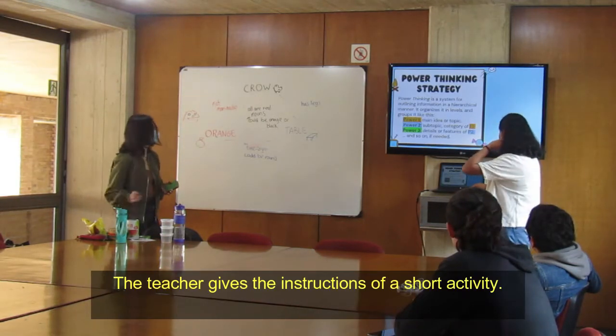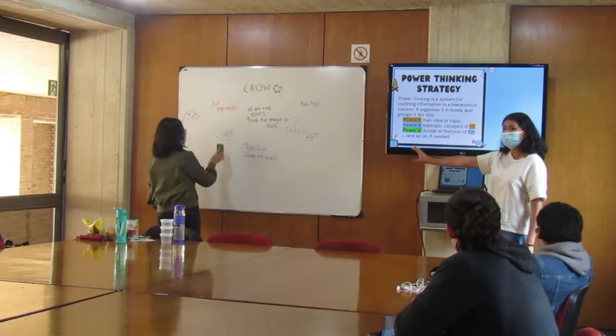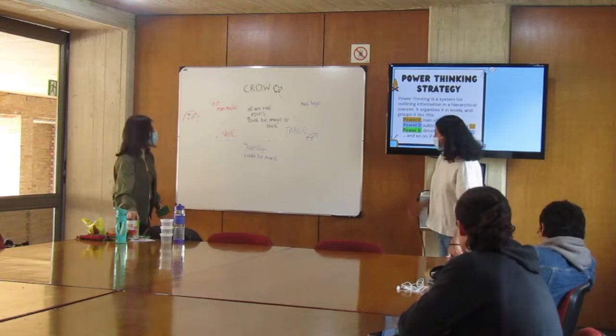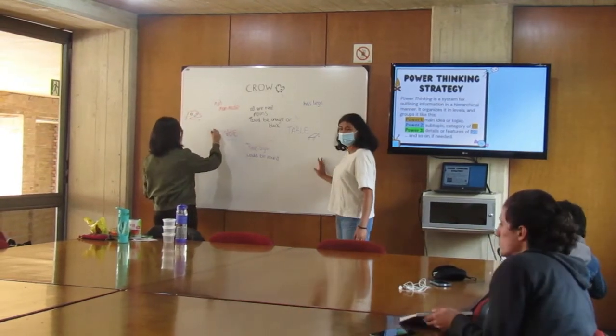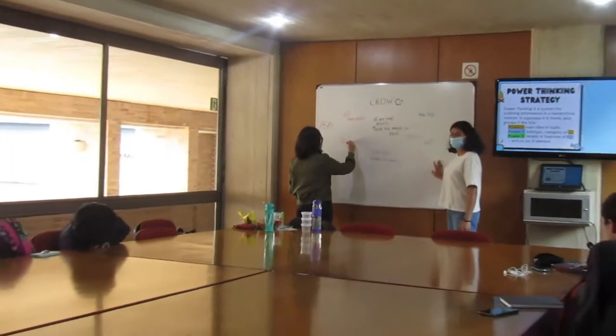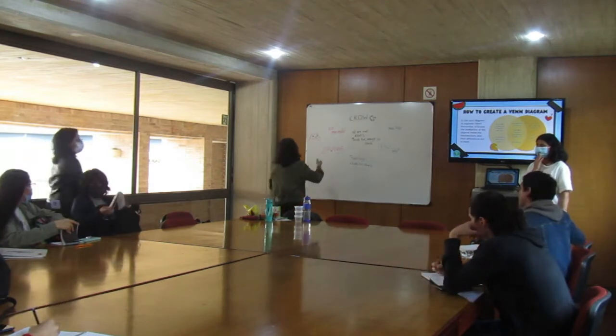I'm going to ask you to take maybe 3 minutes to create a Venn diagram. So if you can, use the same similarities that we already reviewed and add your own differences, all right? If you have any questions, please let us know.